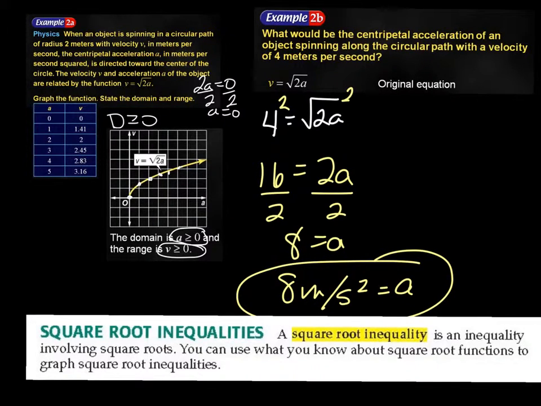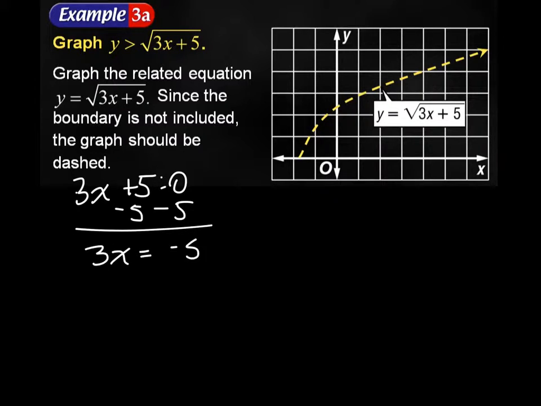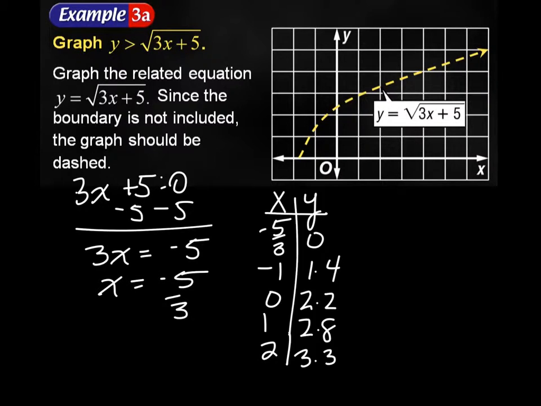A square root inequality is an inequality involving square roots. You can use what you know about the square root functions to graph square root inequalities. Graph y is greater than the square root of 3x plus 5. We can't have the square root of negatives, so a good place to start is to find out what is the absolute smallest value that we can have for x. And I get -5/3. So we're going to start with that smallest value, use the table feature, get some nice points. So our smallest value is at -5/3, 0.